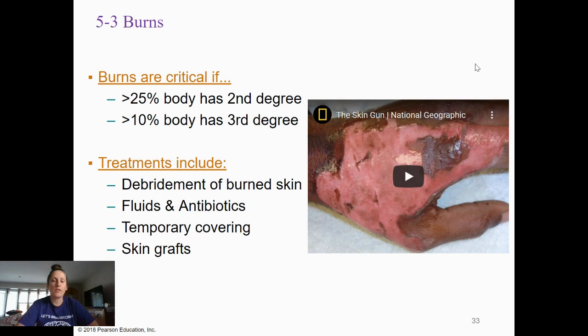Skin graft means that you are taking skin from another part of your body and you are placing it onto the burned area.